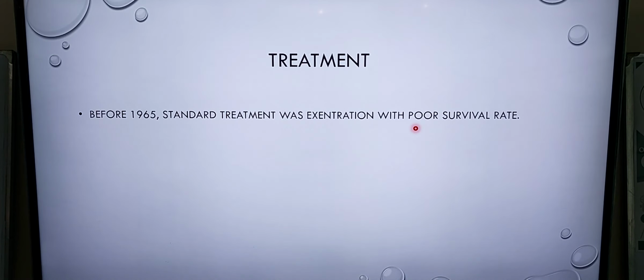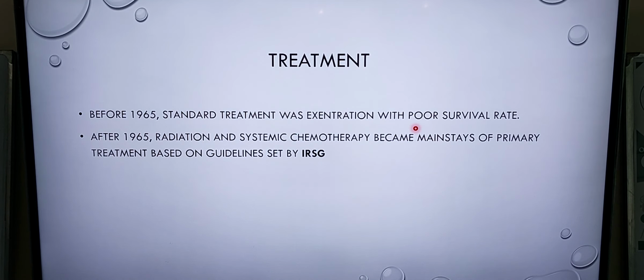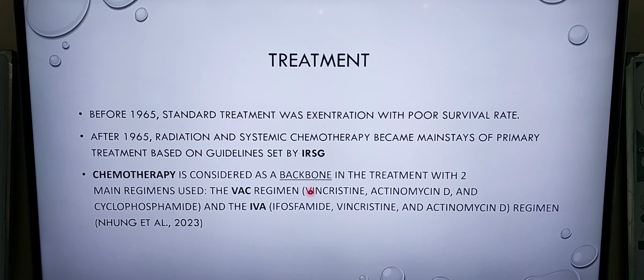Coming to treatment, before 1965 the standard treatment was exenteration of the orbit, and it had a poor survival rate. However, after 1965 radiation and chemotherapy became the primary modes of treatment based on the guidelines set by the Intergroup Rhabdomyosarcoma Study Group. The mainstay treatment is considered to be chemotherapy. Basically, two main regimens are used: the VAC regimen, having vincristine, actinomycin D, and cyclophosphamide, and the IVA regimen, using ifosfamide, vincristine, and actinomycin D.